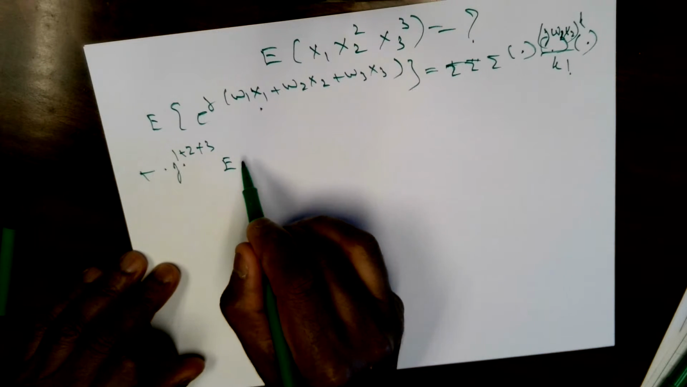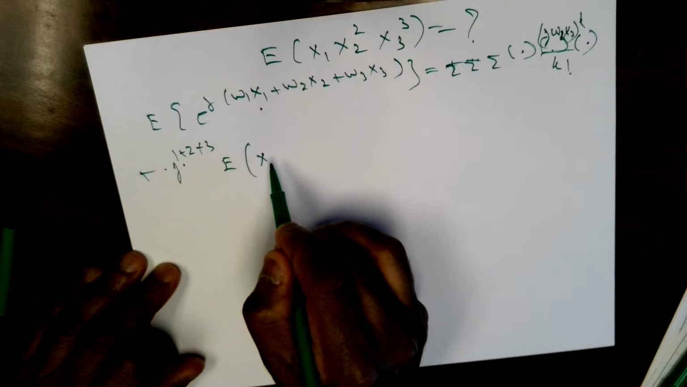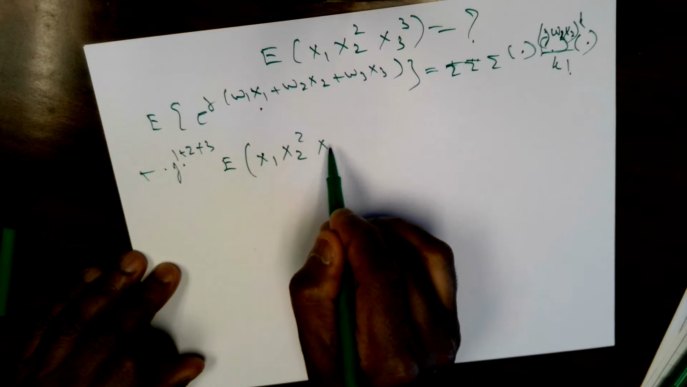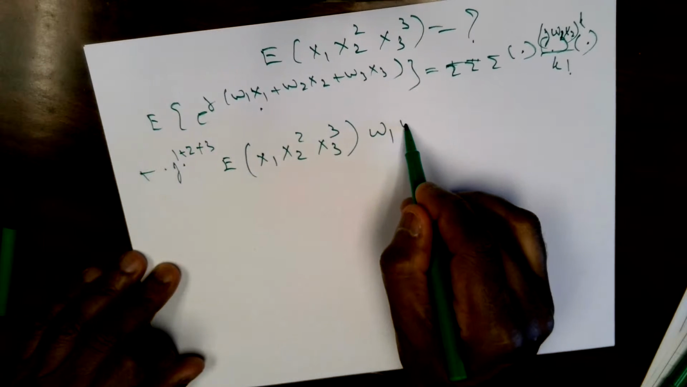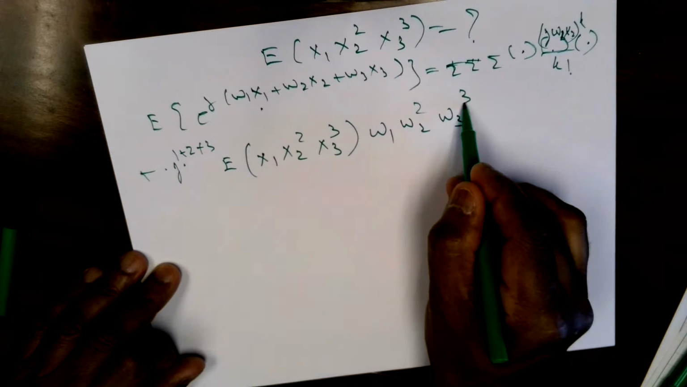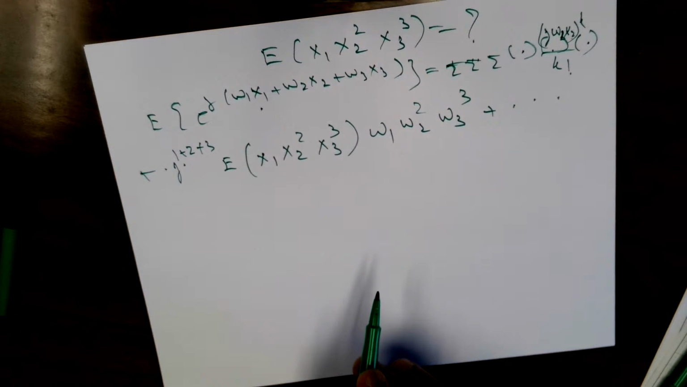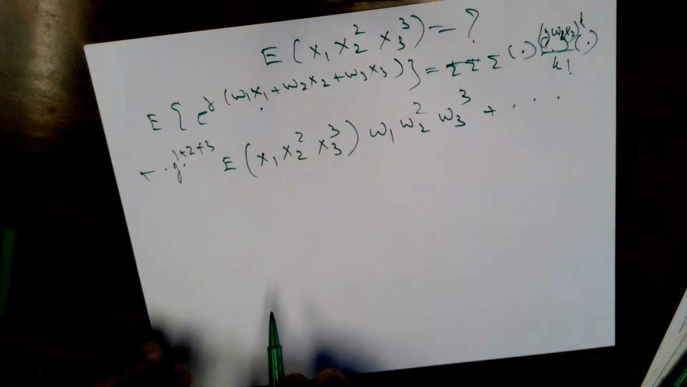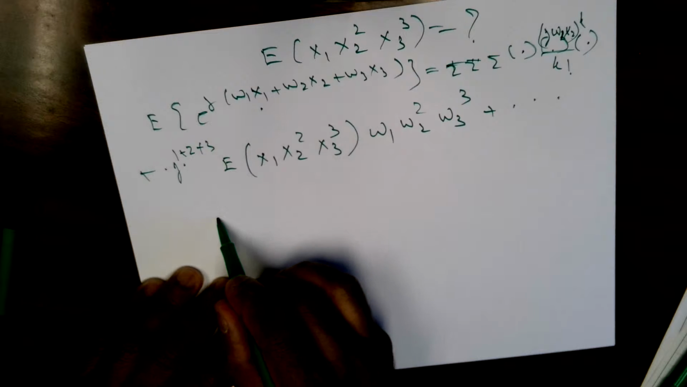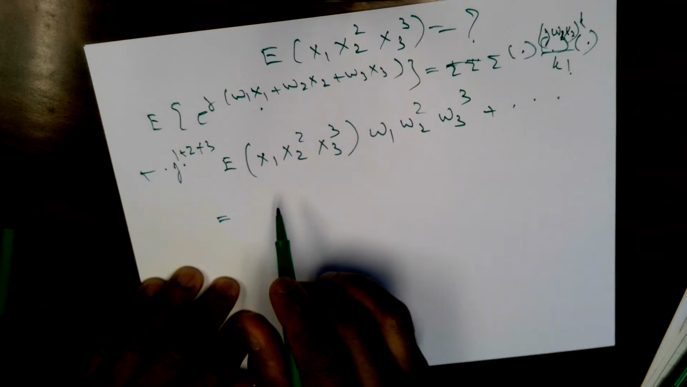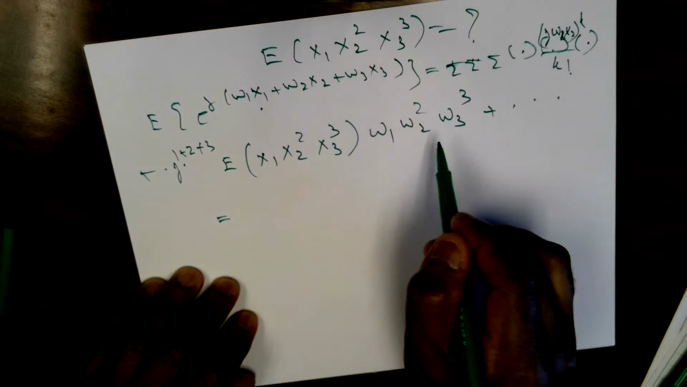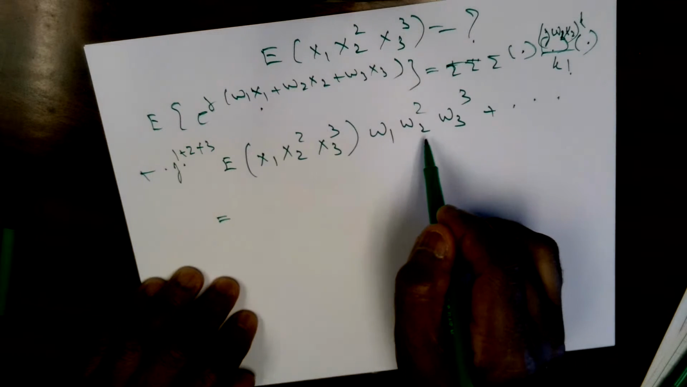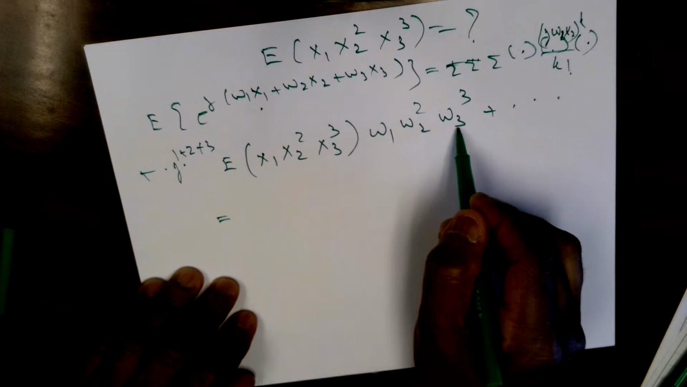And expected value of x1, x2 squared, x3 squared. So this will be omega 1, omega 2 squared, omega 3 squared. So we just have to look for such terms in the expansion for 3 random variables. And on the right side, on the other hand, we need distinct terms with three times.